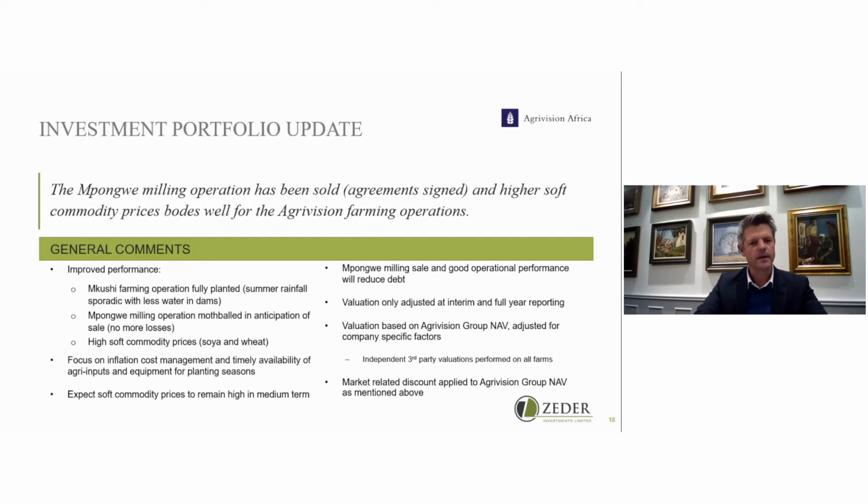Similar as a farming operation, obviously we'll have a focus on inflation cost management and timely availability of agri inputs and equipment for these key planting seasons. The sale of the Mapongwe milling operation, and the good operational performance from the business will result in further reduced debt. The valuation is also unchanged from our year end, even though the business is in a far better place than what it was 2 years ago. Also based on a valuation of NAV based on Agrivision Group NAV, adjusted for specific factors. And we once again do independent third-party valuations on all these farms.